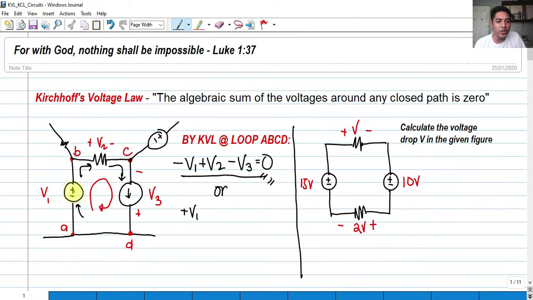Of course, if I consider where the current leaves, this element is positive, I should also consider that for the other elements around the closed loop. So I should be consistent. So if it passes through the resistor here, it enters the positive, but it leaves with the negative. So I would be having negative V sub 2. And of course, it enters here with a negative sign, voltage drop V sub 3, and it leaves with a positive sign. So I would write V sub 3 is equal to 0.